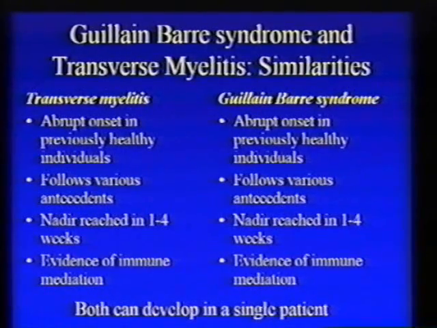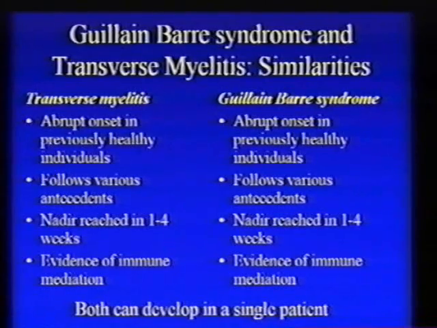there were other disorders being described that had a lot of relevance to this, and we'll talk about those in just a minute. They identified, and a number of other people pointed out, similarities between transverse myelitis and Guillain-Barre. Both can have abrupt onset in previously healthy individuals or individuals with relatively trivial antecedent infectious diseases. So the antecedents can include diarrheal diseases, viral syndromes, and so on.